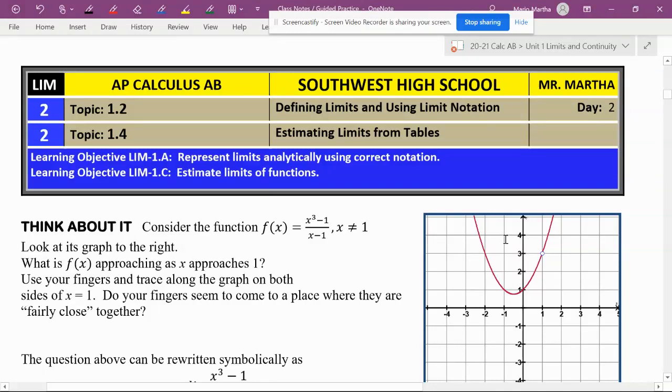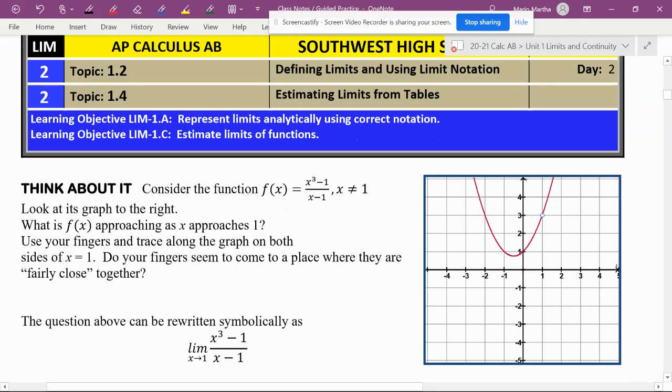So the next topic, 1.2, defining limits and using limit notation. And also topic 1.4, which is pretty much estimating limits from tables. So think about it. Consider the function f of x equals x cubed minus 1 divided by x minus 1, where x does not equal 1.